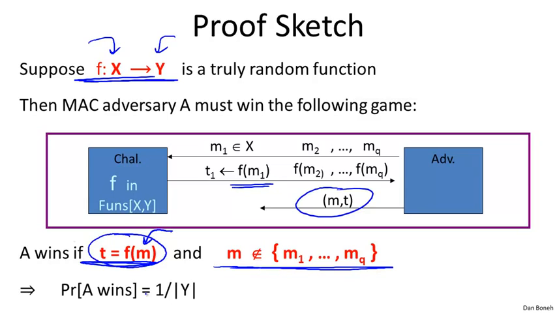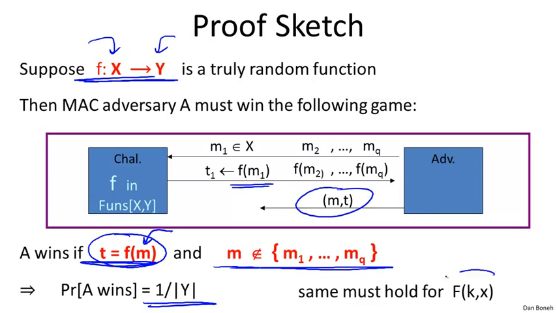And as a result, if he guesses the value of the function at the point m, he'll guess it right with probability exactly 1 over y, and then this tag that he produced will be correct with probability exactly 1 over y. Again, he had no information about the value of the function at m, and so the best he can do is guess, and if he guesses, he'll get it right with probability 1 over y.